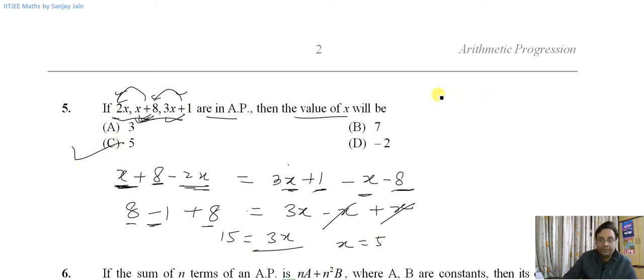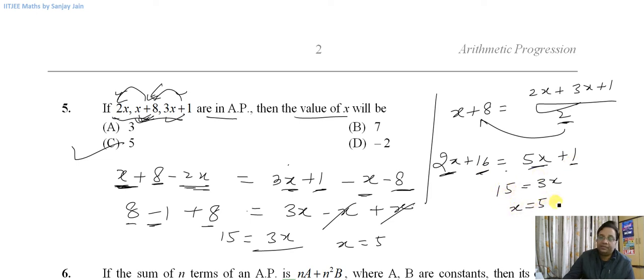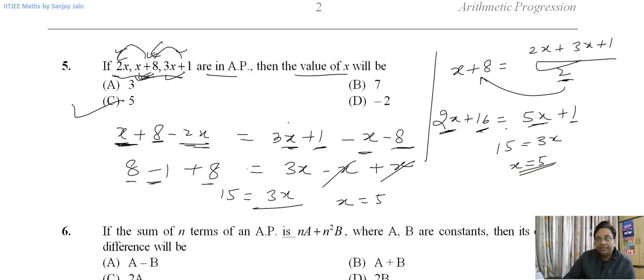right? Otherwise you know that the middle term is the arithmetic mean. So x plus 8 is nothing but (2x plus 3x plus 1) divided by 2, right? So you multiply this 2 here, it will be 2x plus 16, and on the right hand side you'll have 5x plus 1. So 5x minus 2x is 3x, 16 minus 1 is 15, hence x is equal to 5, right? Let's look at the next one.